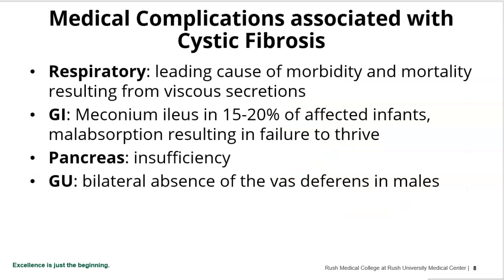So respiratory. This is the major cause of morbidity and mortality because of these viscous secretions. GI, meconium ileus. 15 to 20% of affected babies will have a meconium ileus. And in fact, if you have a meconium ileus, there's about a 75% chance that you have cystic fibrosis. So it's definitely something to think about. Malabsorption, because of the GI issues, can result in failure to thrive. Pancreatic insufficiency. And then in males, bilateral absence of the vas deferens. And we're going to talk about some of the milder forms of CF that could actually be the only symptom.